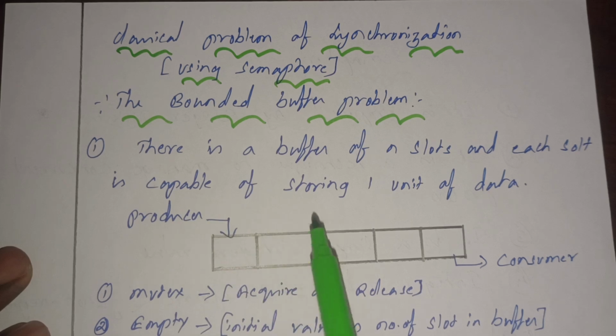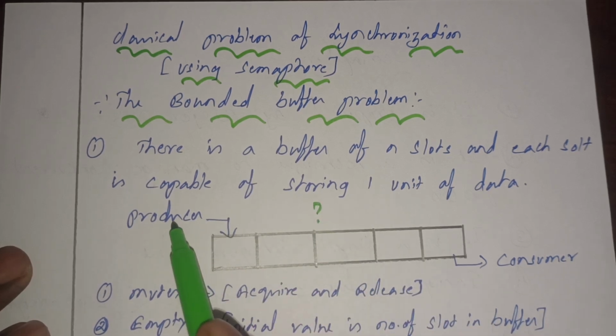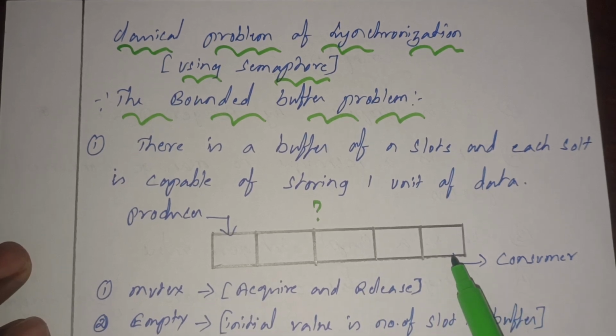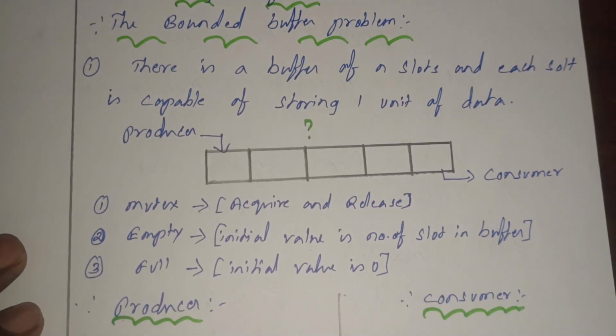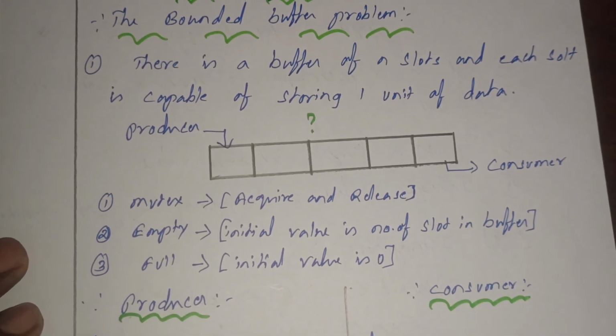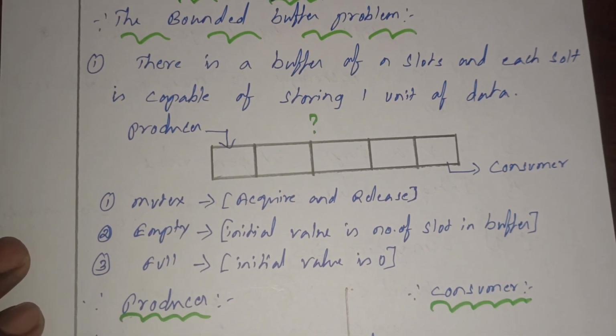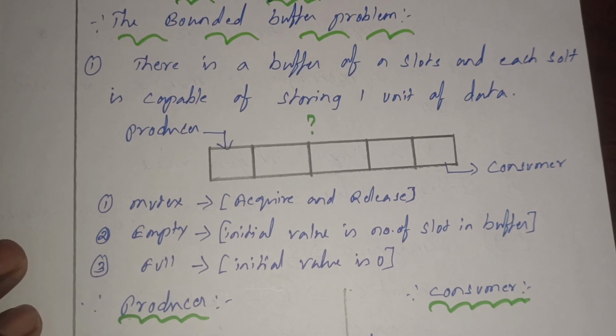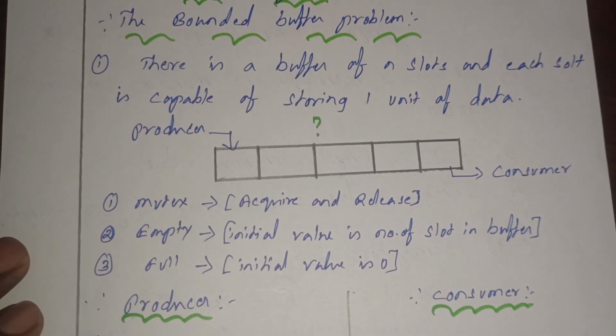So this is the question here. To produce a data, there must be an empty slot. To consume a data, the slot must be full. So how does this process happen? Based on this, I am going to explain how the semaphore is actually helping in this particular bounded buffer problem.